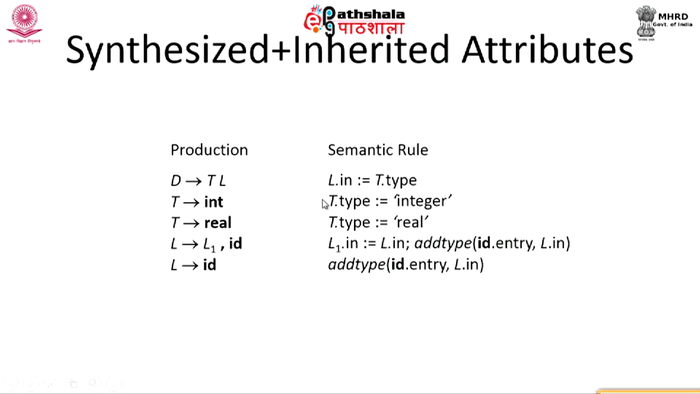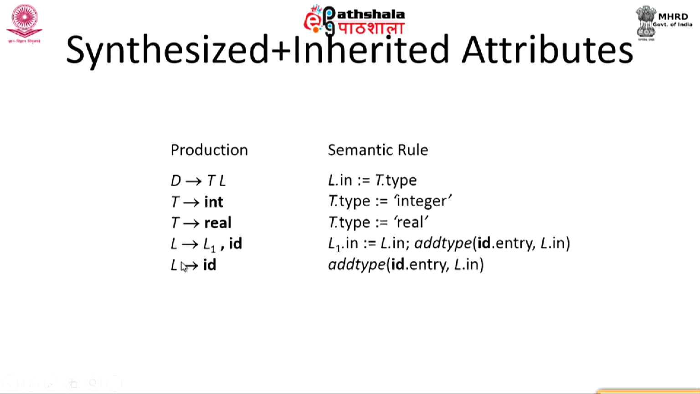Similarly, I am just expanding that example here. L.in is equal to T.type, T.type is equal to integer, T.type is equal to real. I am just assuming T is going to take only 2 data types here, one is int, the other one is real. And then L produces L1 comma id, where L1.in is equal to L.in, and then addtype(id.entry, L.in), and L produces id is addtype(id.entry, L.in).